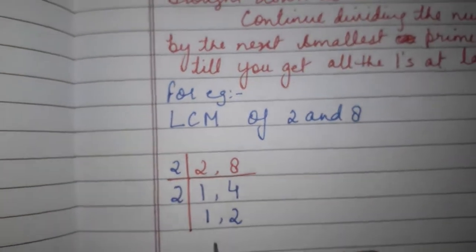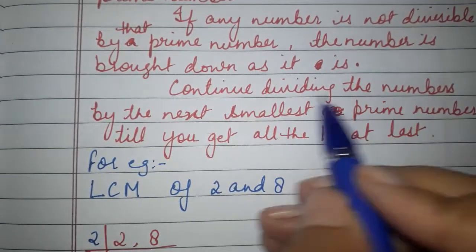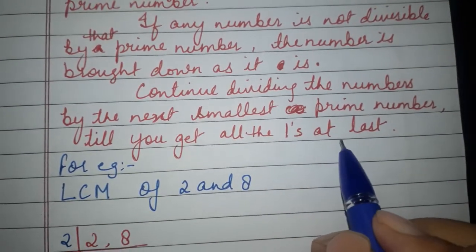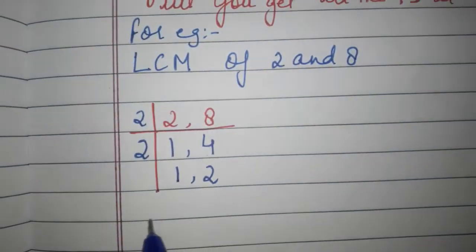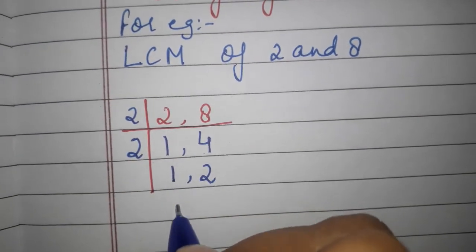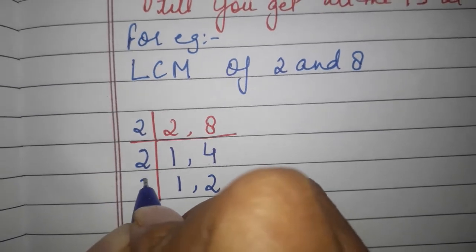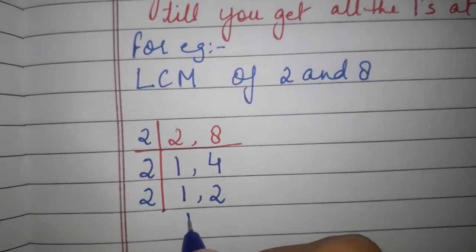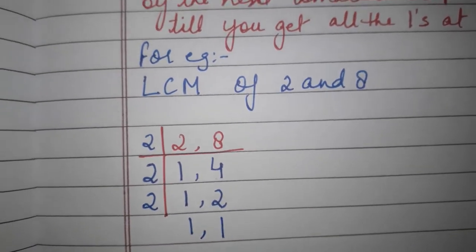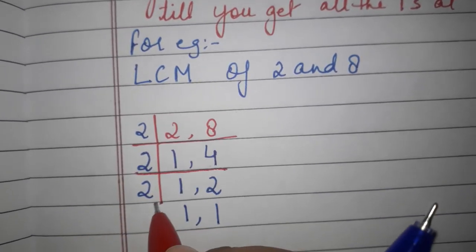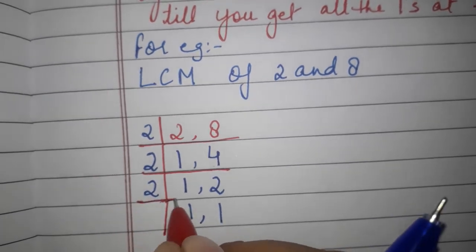Now it says continue dividing the numbers by the next smallest number till you get all the ones. Till you get all the ones, here I will tell you how. Now it's 1 and 2. Again 2 ones are 2 and 1. So here we got all the ones together.